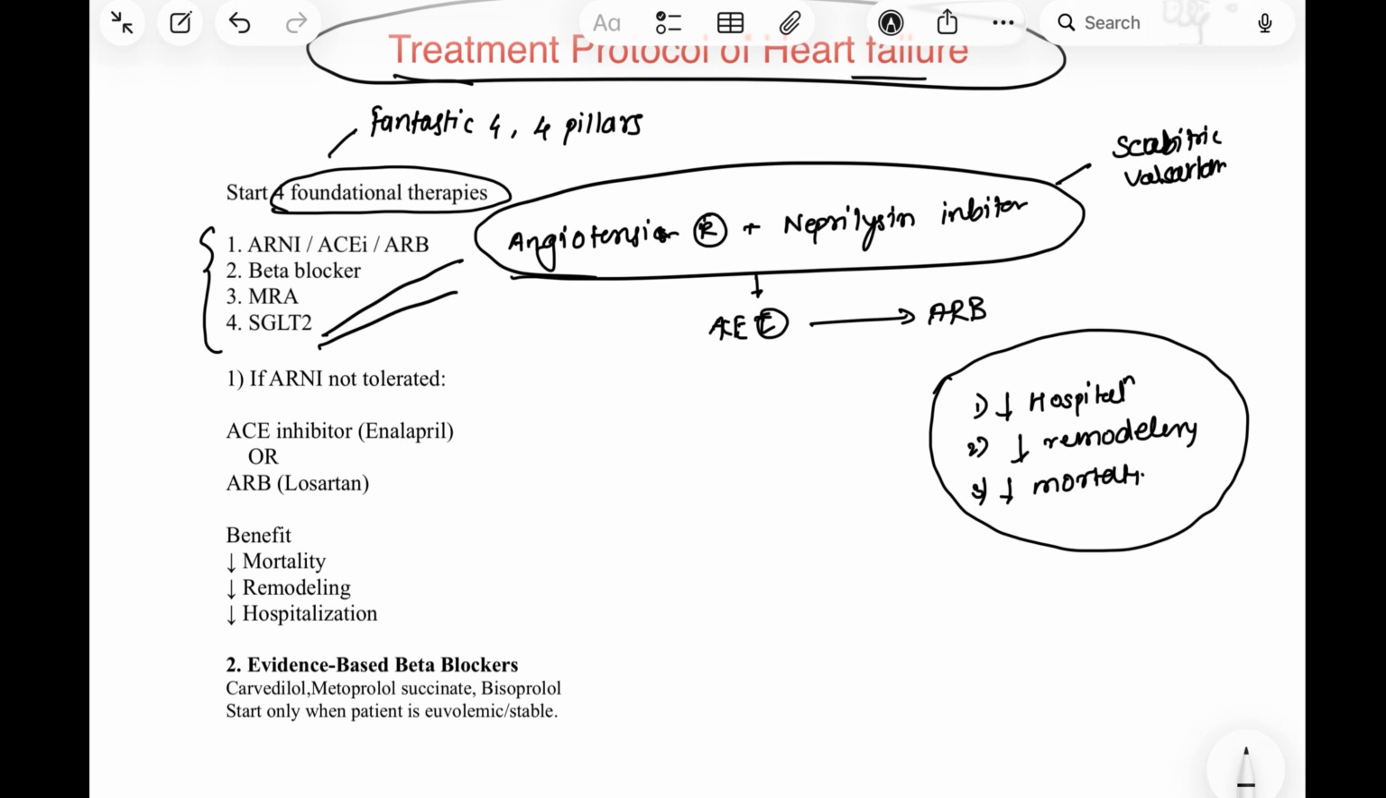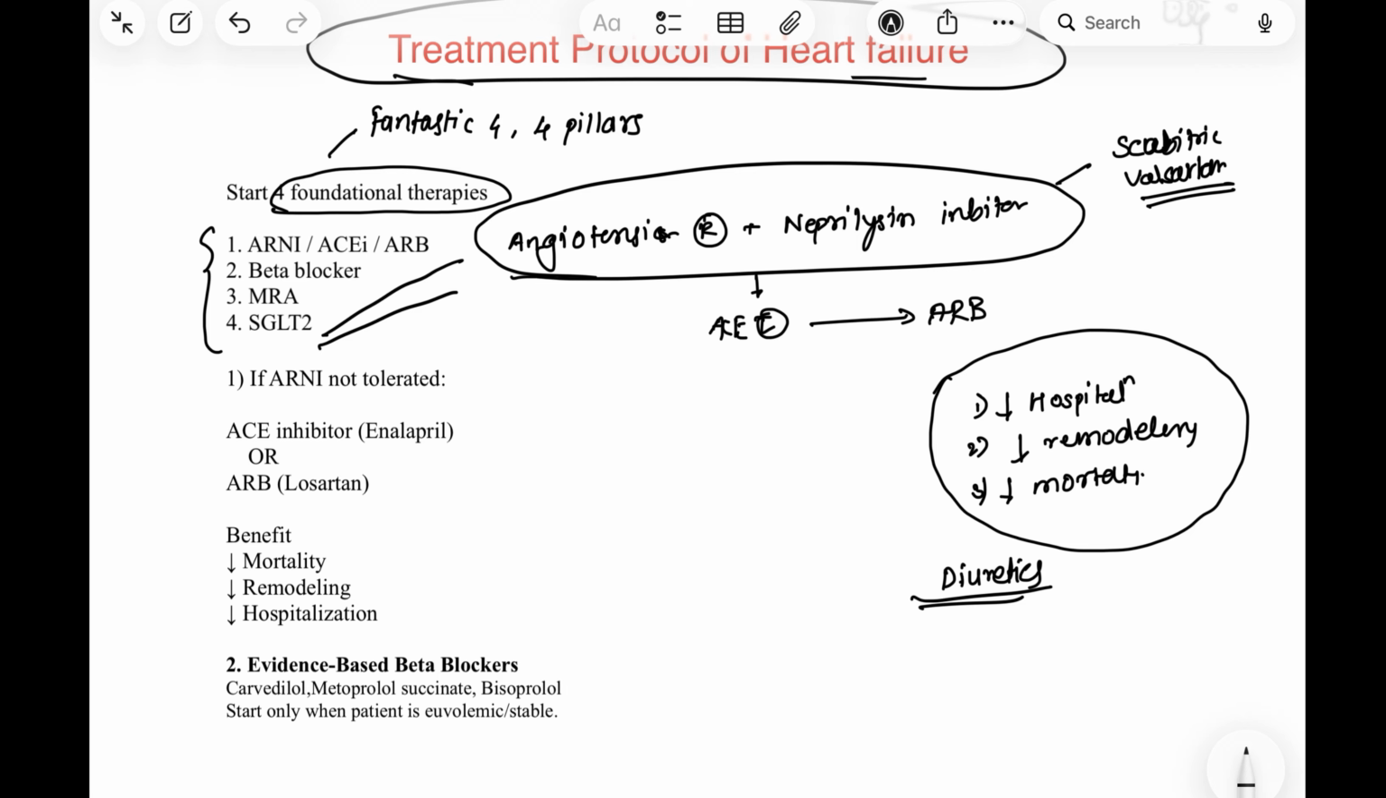Now, there is a very common question in NEET PG. They will ask you which of the following drugs is not associated with decreased remodeling for heart failure. And the answer usually is diuretics. So diuretics are usually not associated with a decrease in remodeling. So ARNI like sacubitril and valsartan is to be started as the first therapy.